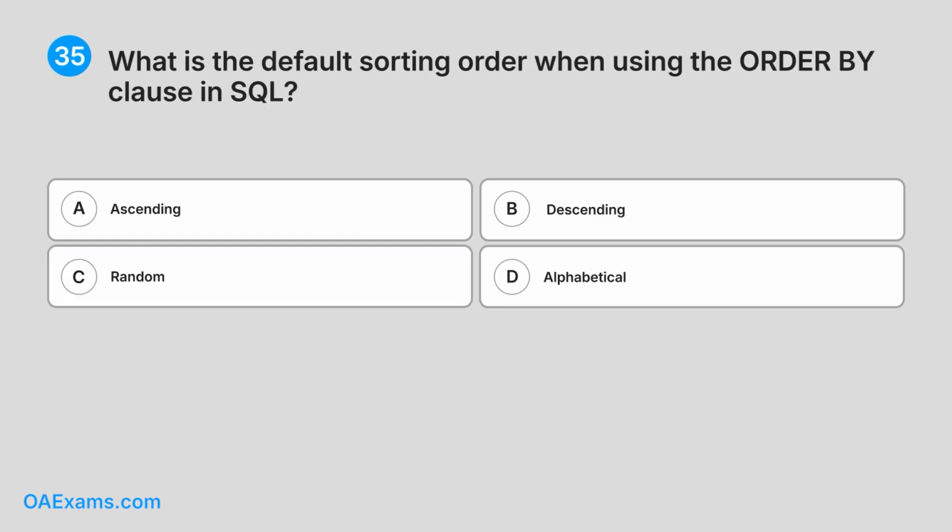35. What is the default sorting order when using the ORDER BY clause in SQL? A. Ascending. B. Descending. C. Random. D. Alphabetical. Can you guess the answer?